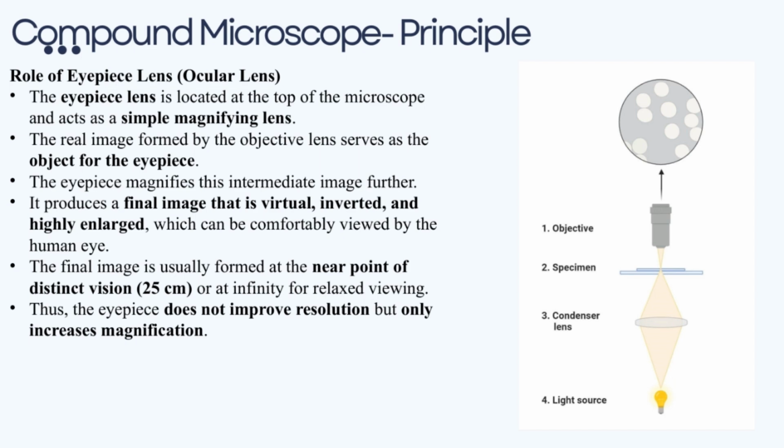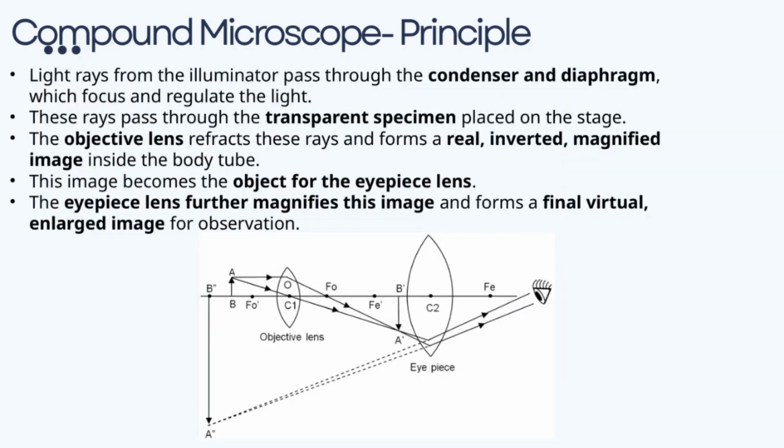It's important to note that while the eyepiece increases magnification, it doesn't actually improve the resolution. That is, the clarity or detail of the image. Instead, its main role is to make the image larger so we can examine it more easily. This is a crucial point because it highlights how magnification and resolution serve different purposes in microscopy, and both are essential for detailed observation. Let's take a closer look at the principle behind the compound microscope.